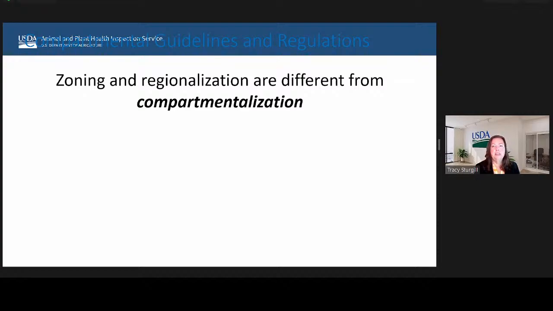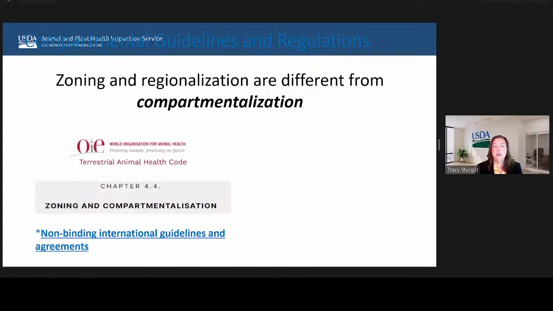In the following slides, I'm going to compare and contrast regions and compartments. Dr. Zepeda, again, did an excellent job doing this, so I won't go into a huge amount of detail. But as I previously mentioned, the terms regions and regionalization are often used interchangeably with zones and zoning. And as I mentioned, APHIS does not use them synonymously.